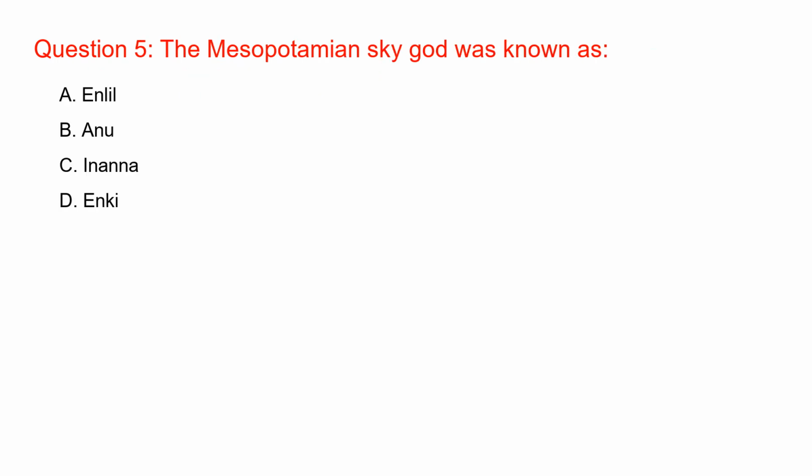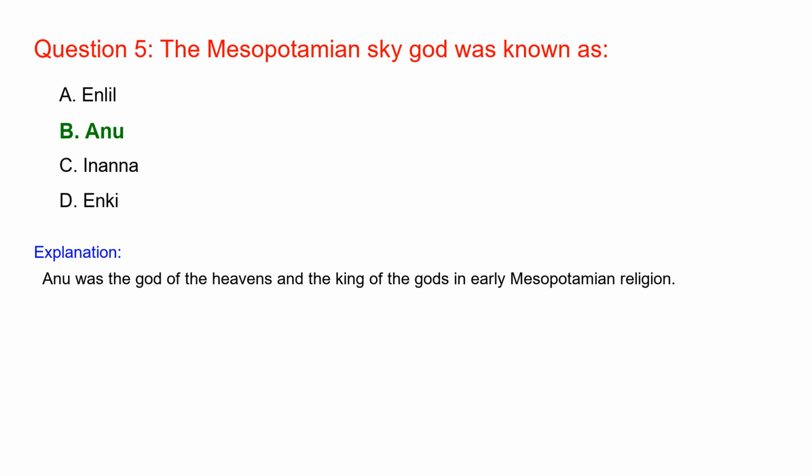The Mesopotamian sky god was known as Anu. Anu was the god of the heavens and the king of the gods in early Mesopotamian religion.